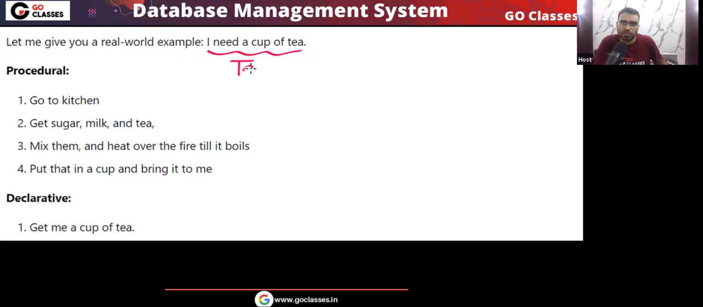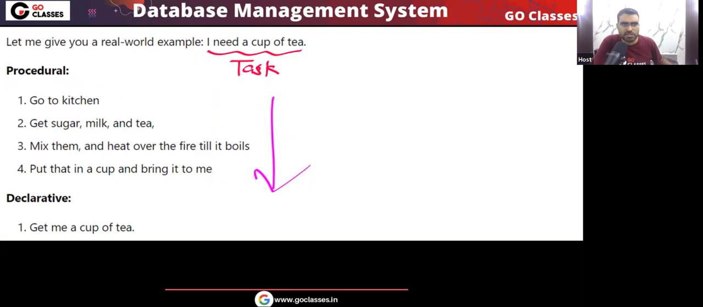Okay, I want a cup of tea. This is the task. Now, in the procedural language, what will we do? We will provide the step-by-step procedure for how to get this task done. So in the procedural language, I will provide a step by step process for how to get the task done.